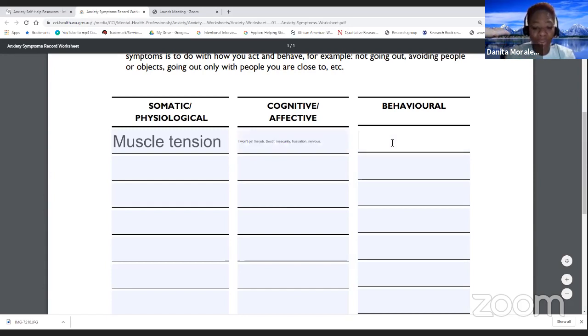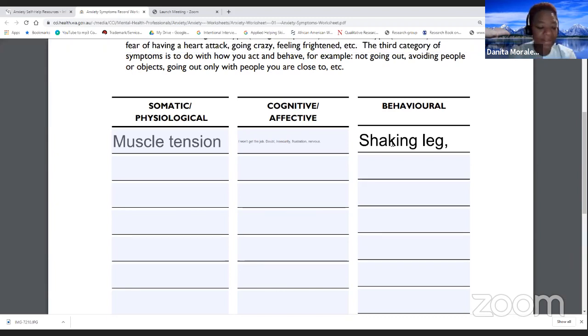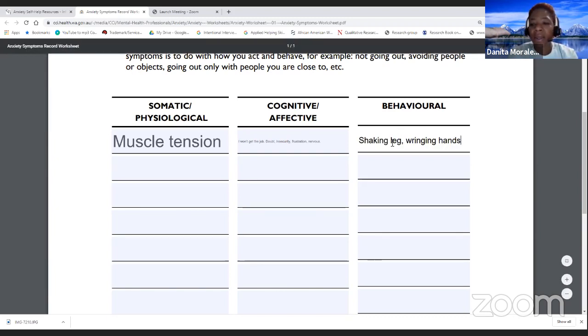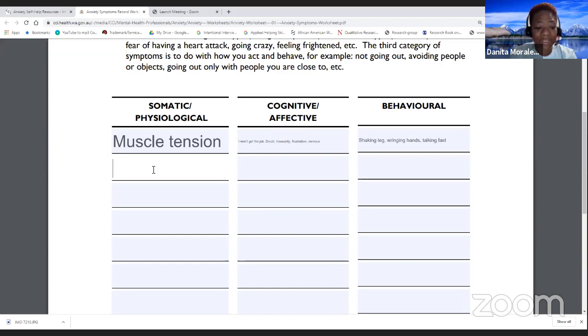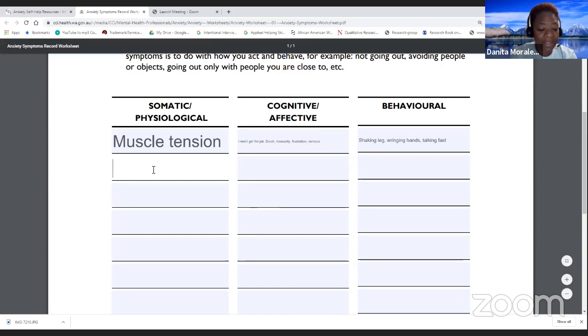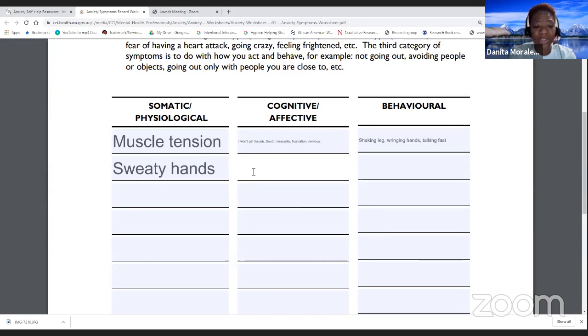And then behavioral, you may start shaking your leg. You may start wringing your hands, okay? Or you may start talking fast. Someone may do that. All right, and here are some other things. Other somatic symptoms could be sweating, sweaty hands. And sweaty hands could relate to walking up in a store and asking for help.